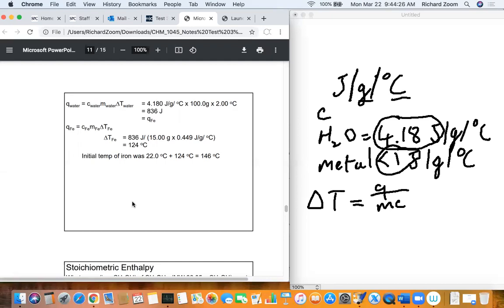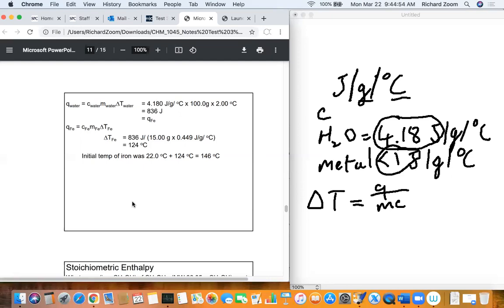That's 2.00 degrees Celsius. Notice I'm not really that interested in signs here, negative or positive. I'm really just interested in how much, or quantities, and we'll figure out what's going on with the signs a bit later. So it turns out that would be 836 joules once we do the math on that. But this also means that that's the heat released by the iron into the water. Does anybody have any questions so far?